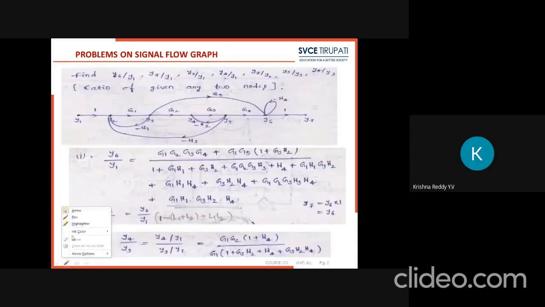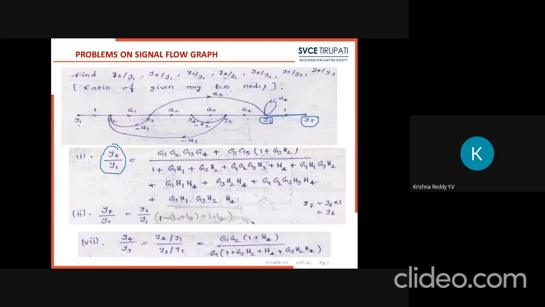Next, if you are seeing this problem, here we can find the ratio of y6 by y1. Here y6 is approximately equal to y7. Output node y7 is equal to y6. Then it is nothing but output divided by input.